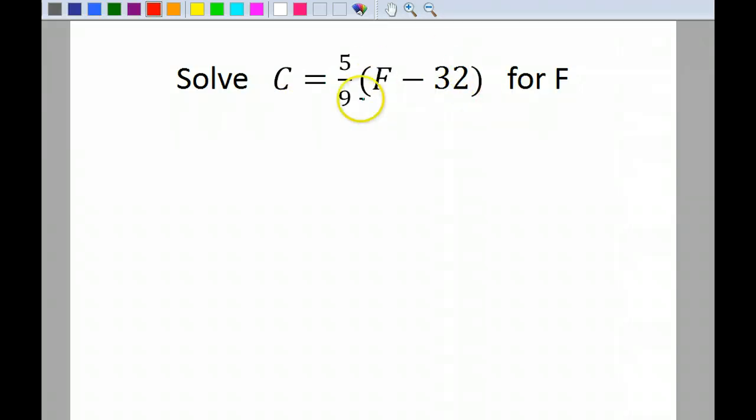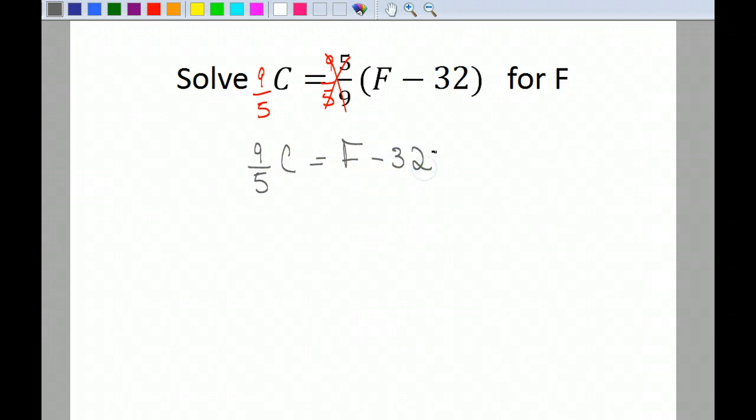Outside of this parentheses, I don't have anything added or subtracted. On the other side over here, I don't have anything added or subtracted. So I've got a fraction for my coefficient. So I'm going to multiply by the reciprocal, which is 9/5. What I do to one side, I have to do to the other. So now I have 9/5 C is equal to F minus 32.